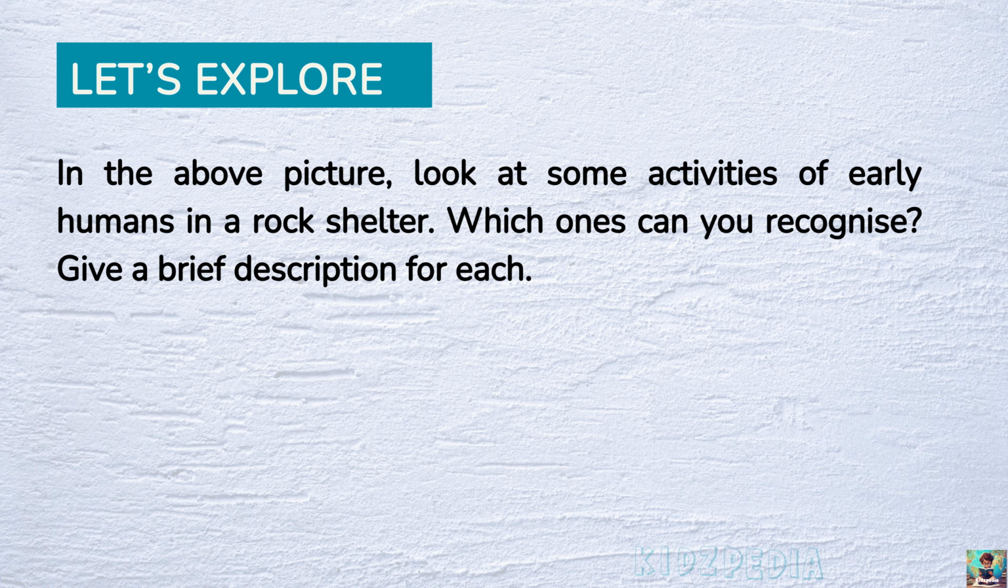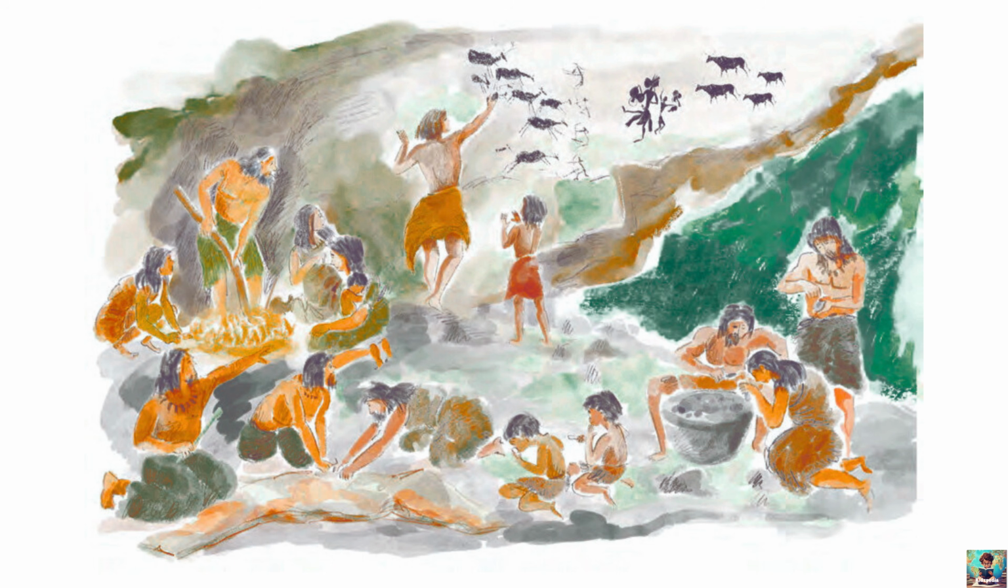In the above picture, look at some activities of early humans in a rock shelter. Which ones can you recognize? Give a brief description for each. So, in this picture, we can see early humans making tools, cooking food, drawing on walls, etc.